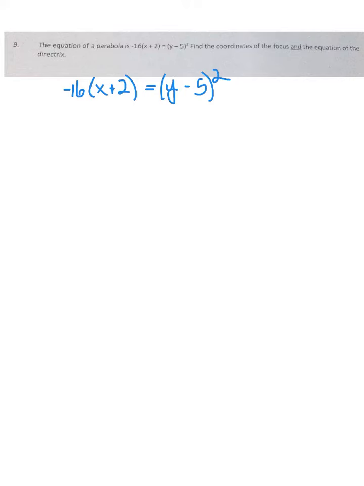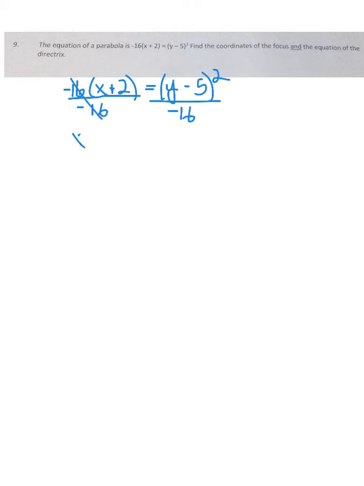Okay, so we're given the equation of the parabola, and we have to find the coordinates of the focus and the equation of the directrix. But before I can do that, I need to get this equation in the correct form. So remember we've talked about in class where we try to isolate the variable that does not have the square term. So in this case, it's the x that doesn't have a square term. So I'm going to start by dividing everything by a -16.